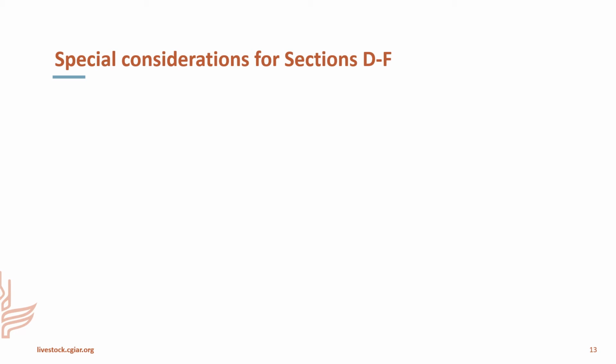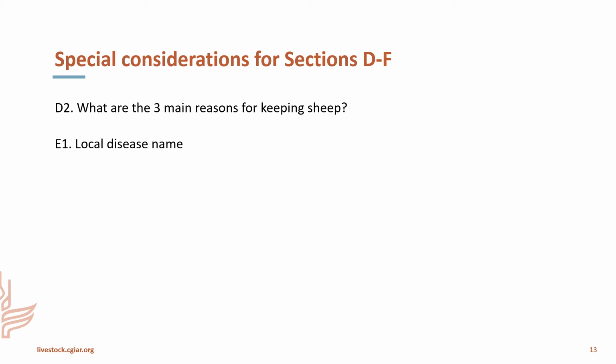Here are some special considerations for sections D through F. D2 is a good example of a question where it is important not to read the responses. Just leave the question open-ended and select the responses that fit best. You can always select Other and explain if there is no option that fits well. For question E1, write the local disease name as the respondent says it, even if it is in local language. Do not try to force it into a veterinary diagnosis.